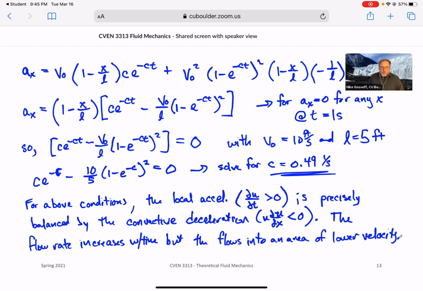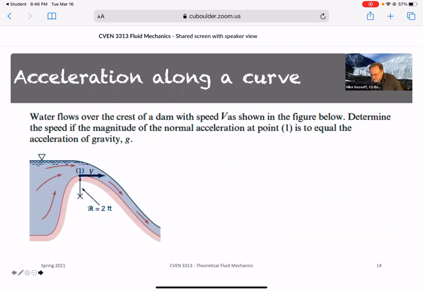All right. Okay, last problem here. This is acceleration along a curve. Water flows over the crest of a dam with speed v, or velocity capital V, as shown in the figure. Determine the speed if the magnitude of the normal acceleration at point 1 is equal to the acceleration of gravity, g. We're given a radius of curvature at that particular point of 2 feet. Here's our radius that's defined for the centroid of this curvature at that point. And we note from the book that the normal acceleration for these circular systems is equal to v squared over this radius r.